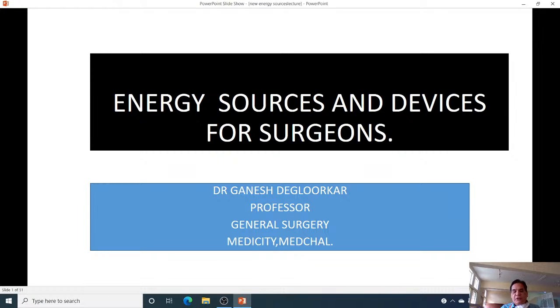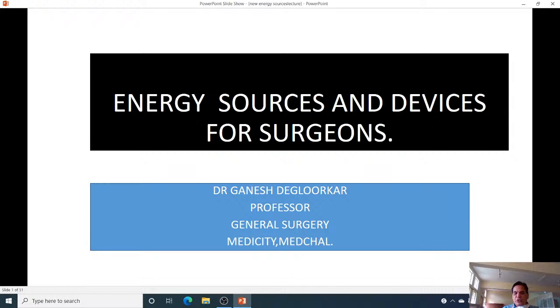This topic is slightly different from what we have been doing for the last, say, about 3 years. We are dealing with the patient's pathology, but now with the advances in biomedical engineering, the way we operate has changed. The results have changed, the severity has changed, and the magnitude of surgery has also changed, and all the credit goes to what are called energy sources.